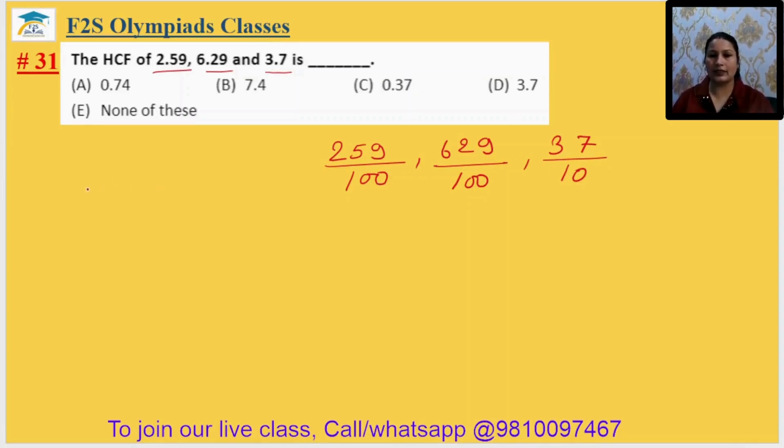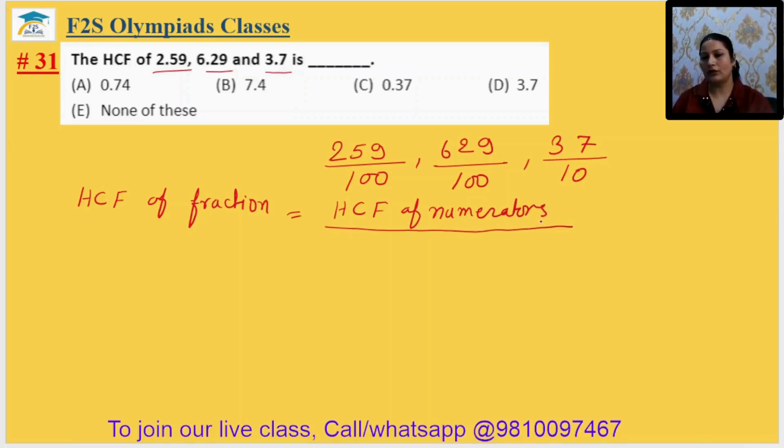So you can write it: HCF of fractions equals HCF of numerators upon LCM of denominators. Okay. So what is the HCF of the numerators? Here it is 259, 629 and 37. So let's find the HCF.